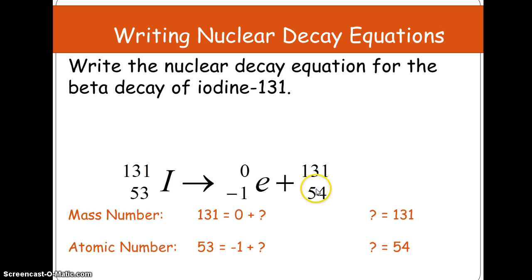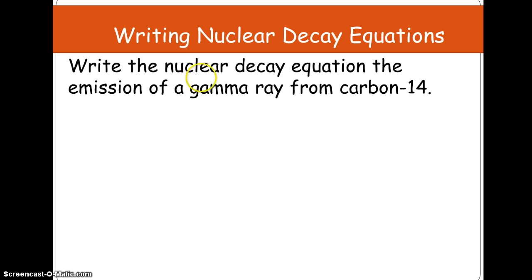So now we know our atomic number, our mass number. Last thing is to write our chemical symbol. If the atomic number is 54, that means the element is going to be xenon. So what we have here is our nuclear decay equation for when iodine 131 undergoes beta decay. Last but not least, we're going to look at a gamma ray equation, the favorite ray of the Incredible Hulk.